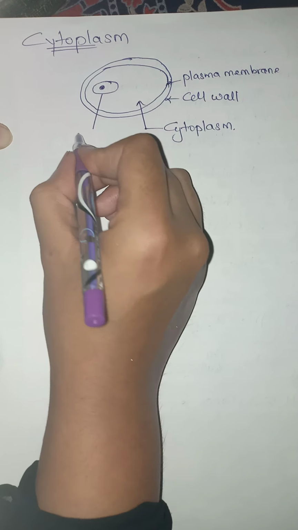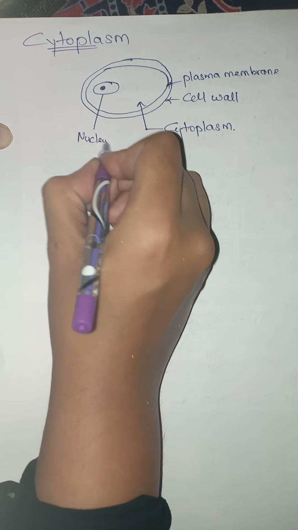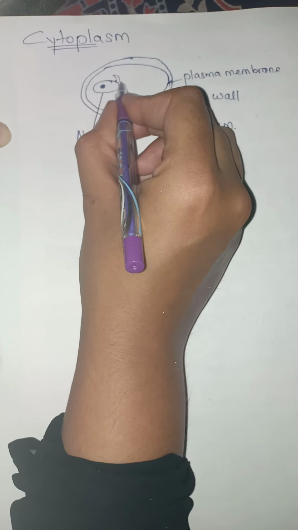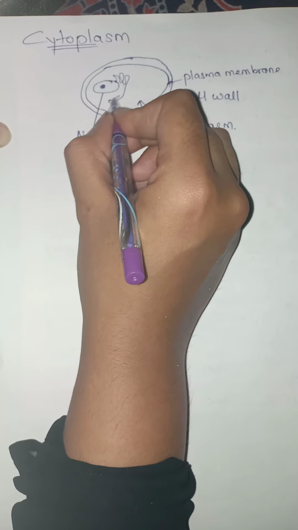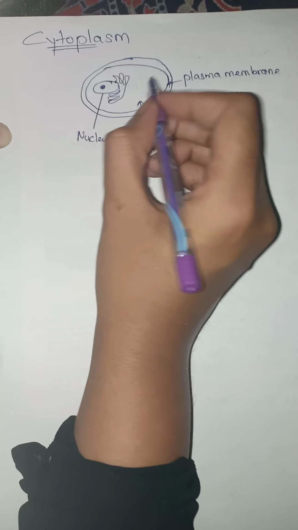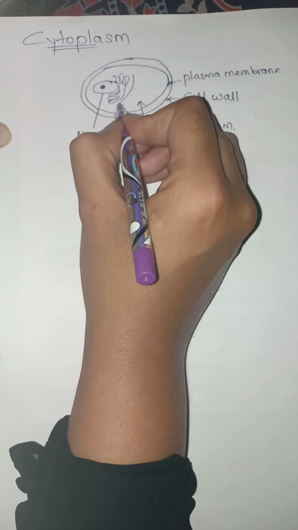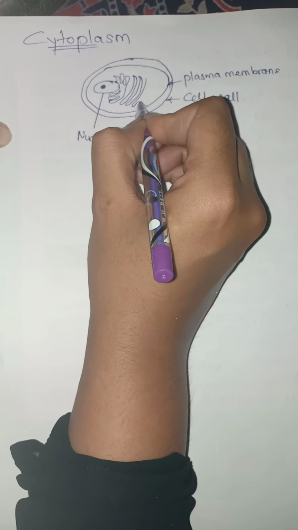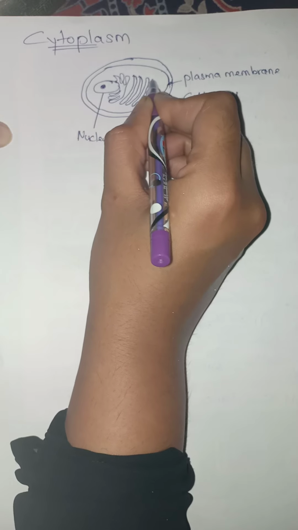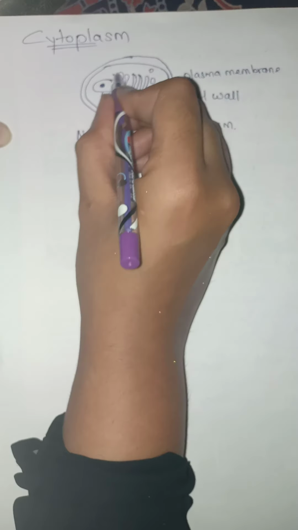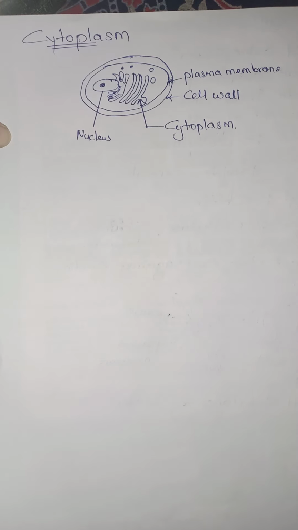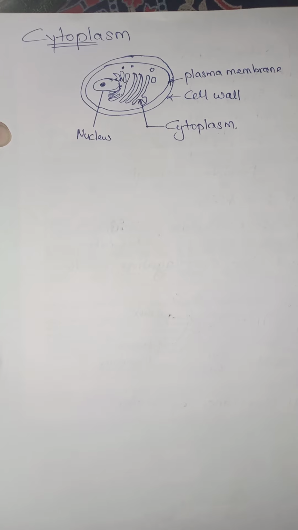In the cytoplasm you have the nucleus inside, and then you have the endoplasmic reticulum, which is next to the nucleus. Then you have the other organelles like Golgi bodies, which can be seen. You have the vacuoles, you have small ribosomes. So other organelles are basically found inside the cytoplasm.